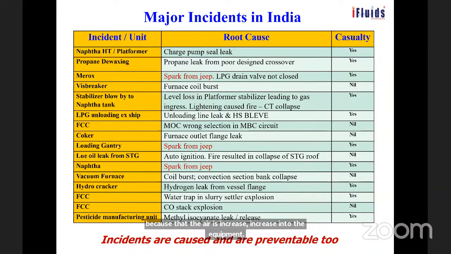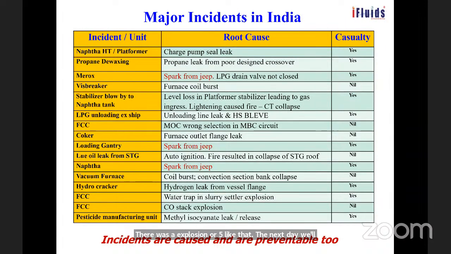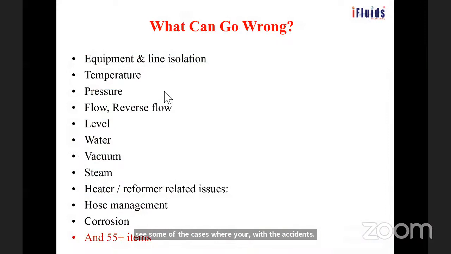So in the next slide, you'll see some of the cases of accidents. So what can go wrong? Equipment or line isolation, there are so many reasons due to which things can go wrong. I have listed about 10 only. There are still 55 more. So due to any reason, these things can happen. Equipment and line isolation, temperature, pressure, flow or reverse flow, level, water, vacuum, steam, heat or reformer related issues, post management and corrosion, plus 55.